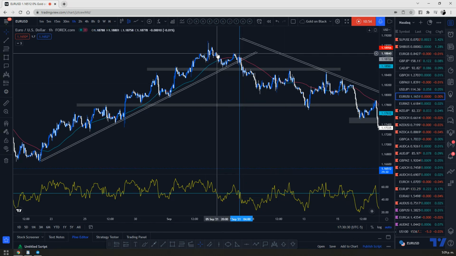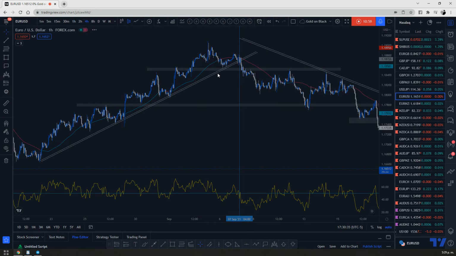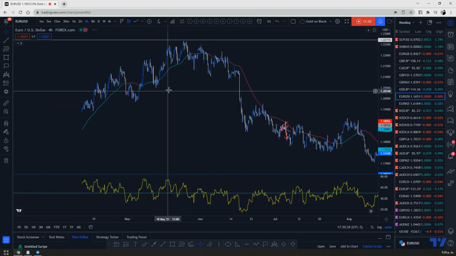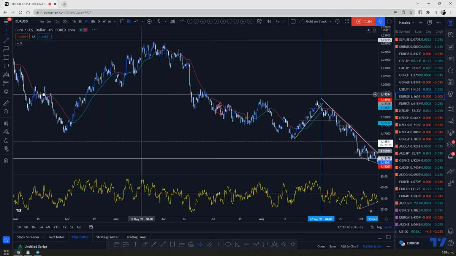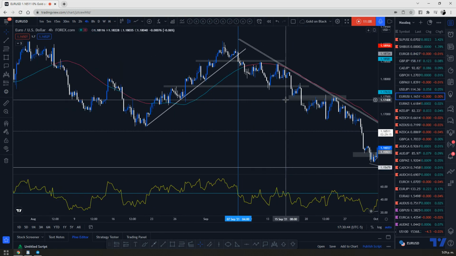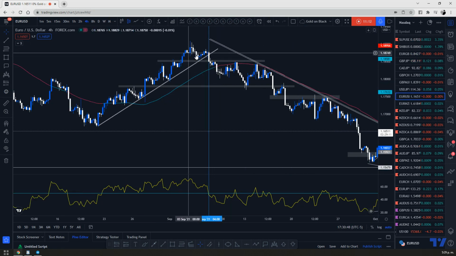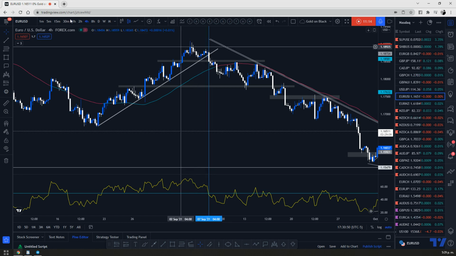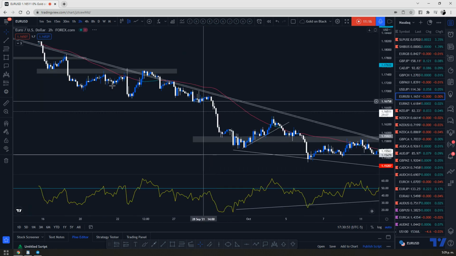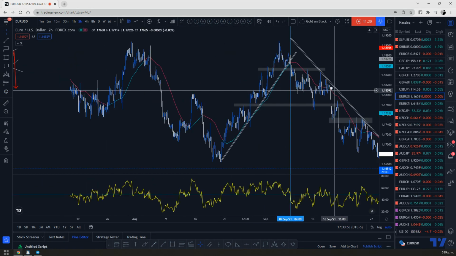And guess what? Let's try to detect some type of divergence. Since I spotted this on a 4 hour, it was a nice trend anyways. Let's see if we can spot some type of divergence. At least on a 4 hour, not happening. Let's go on a 2 hour. All right. Let's see.